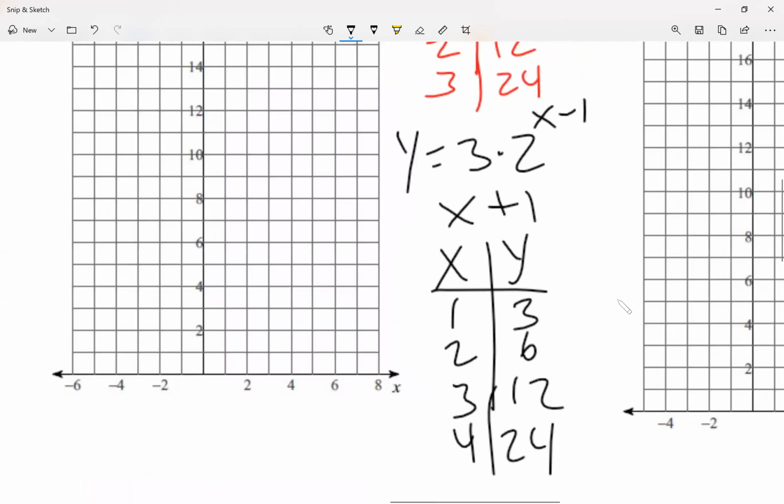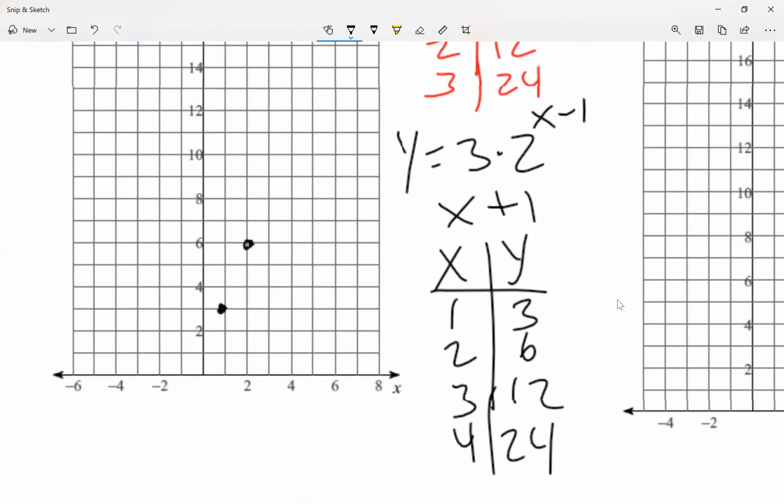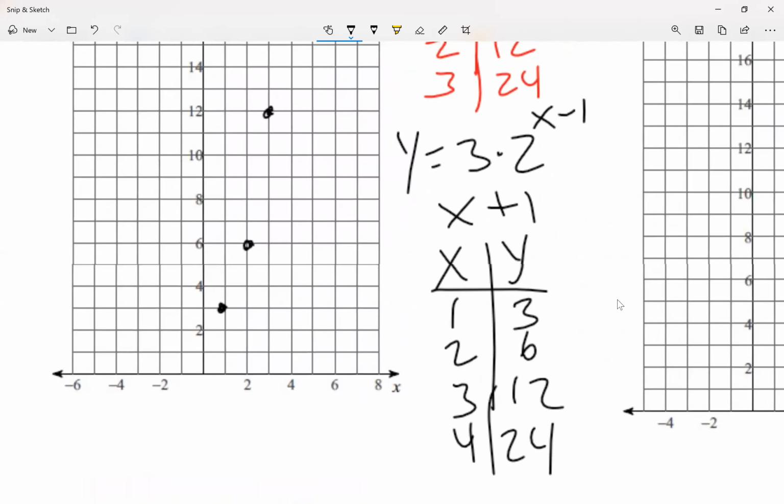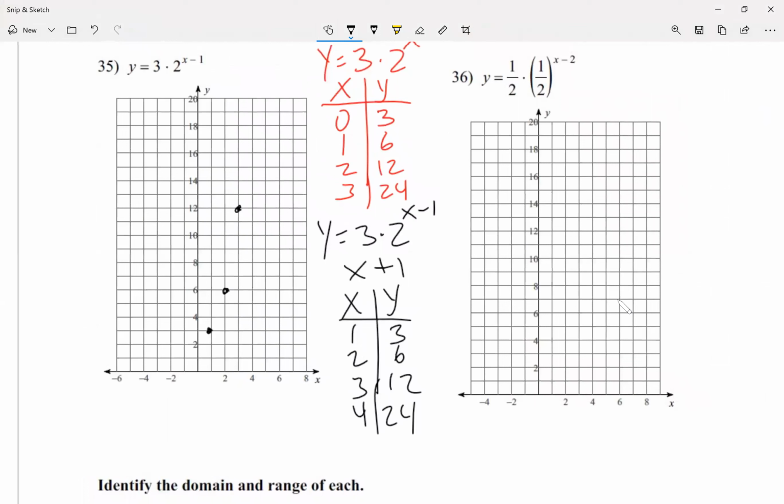Let me zoom in here. 2, 6, 3, 12. The other one, 4, 24, doesn't fit on my graph, so I'm just going to leave it like that. And on the left side, this thing is approaching 0.